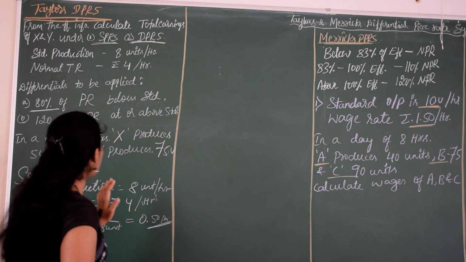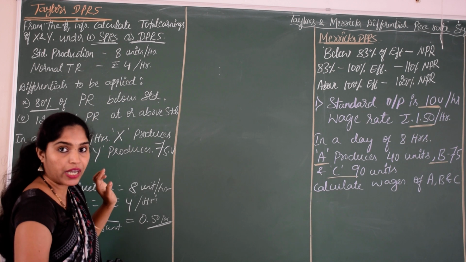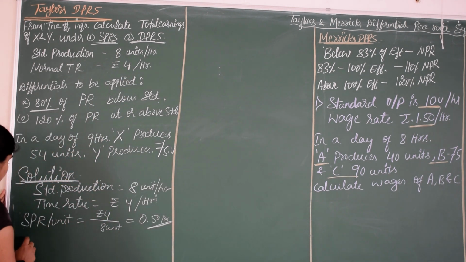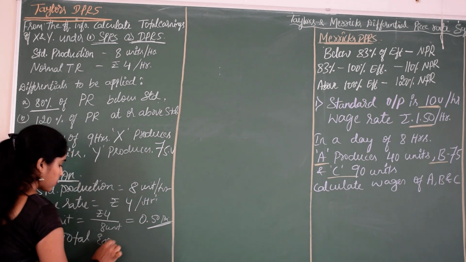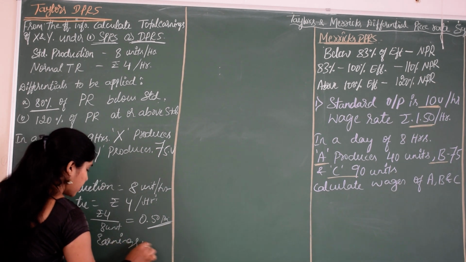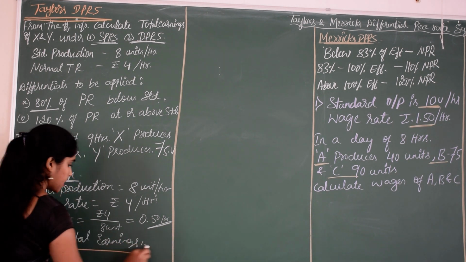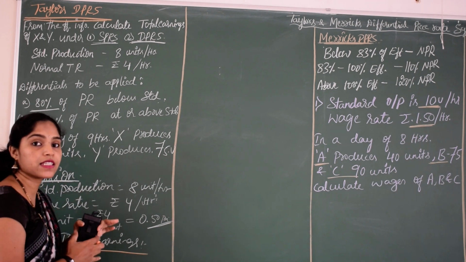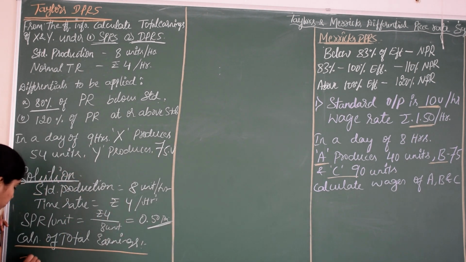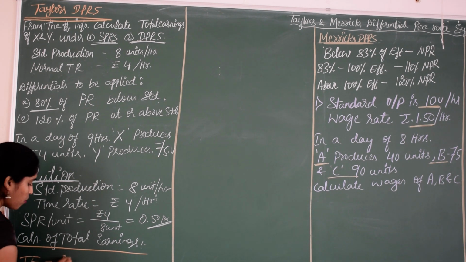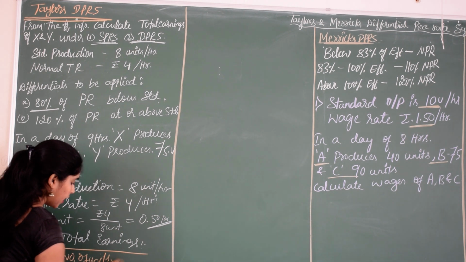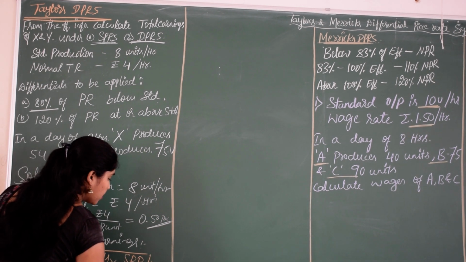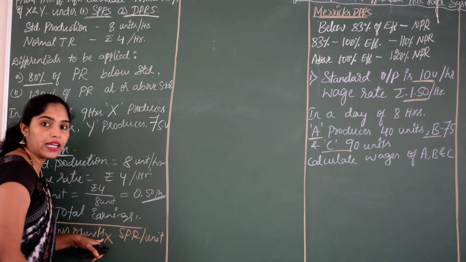So now we will calculate the total earnings under straight piece rate system. Calculation of total earnings under straight piece rate system, and the formula is like this: total earnings is equal to number of units produced into straight piece rate per unit. So this is the formula to calculate the wages.